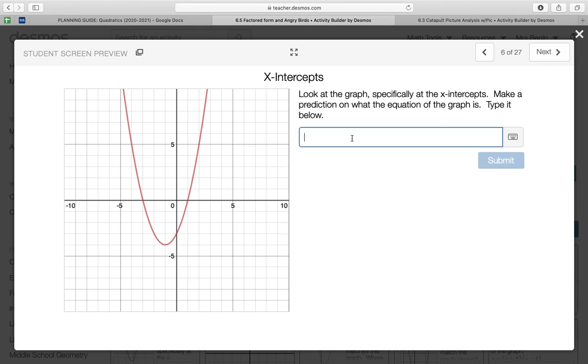If you type in or make the guess, y equals, well, one intercept is at negative 3. So we could put x plus 3. And then we have an x-intercept at 1. So x minus 1. All right, this would be my guess. But let's check it. Is this actually the equation of the graph?